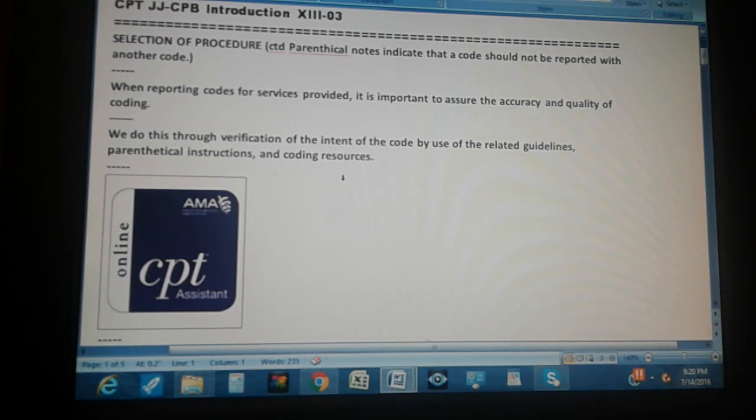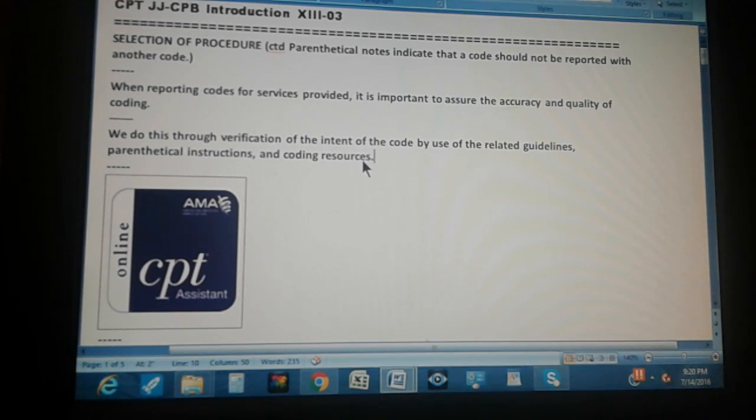What else? Parenthetical. Parenthetical instructions are coding resources. The instructions in parentheses, that's what I mean. Parenthetical instructions, and the coding resources and other resources that you can have, right? Now, I think this would be parenthetical too, because it's parentheses, right?